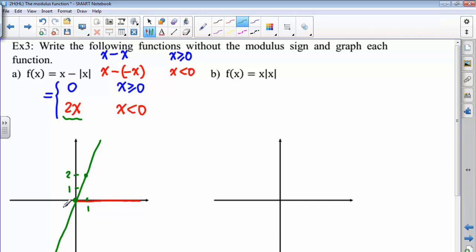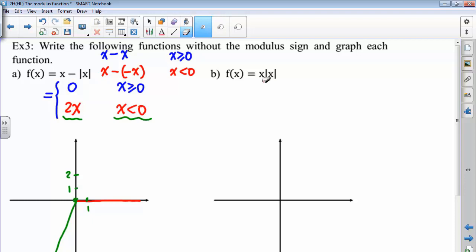However, I don't need the whole green line. I only need the x is less than 0 part. So what I will do is erase the positive part. So the final graph is such a horizontal line plus such an oblique line. This is the graph for this modulus function.